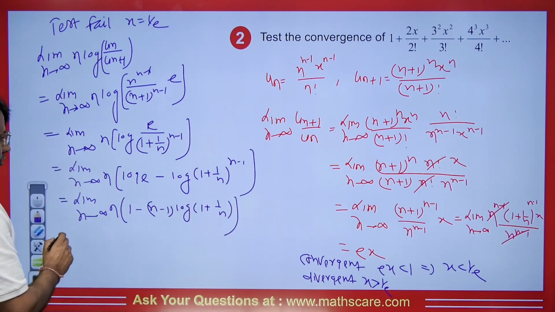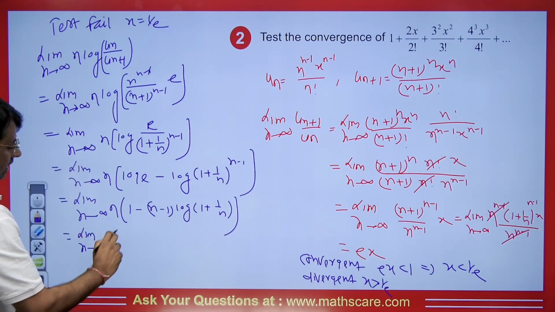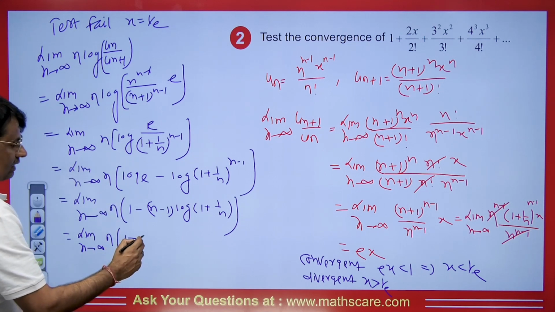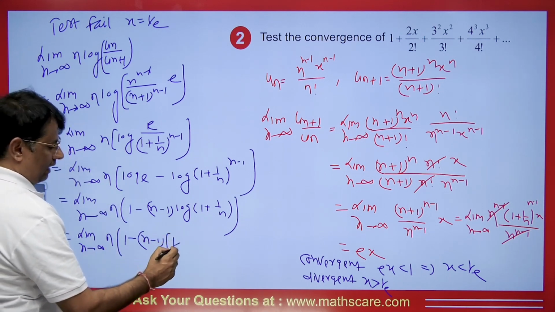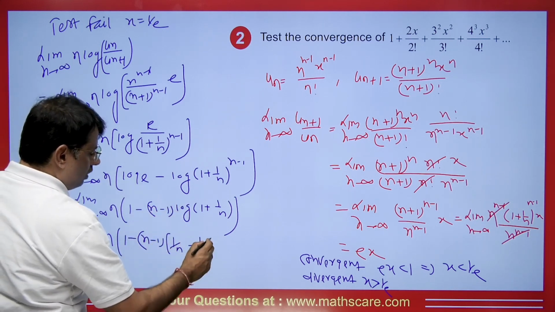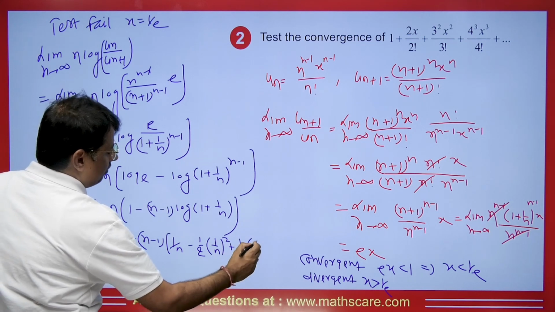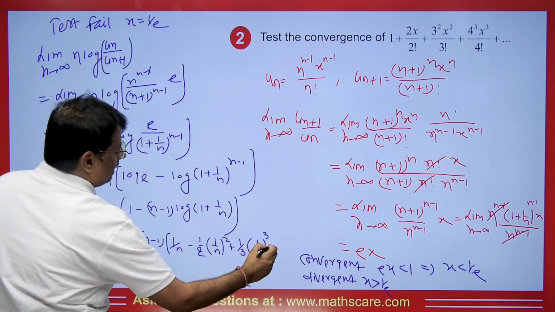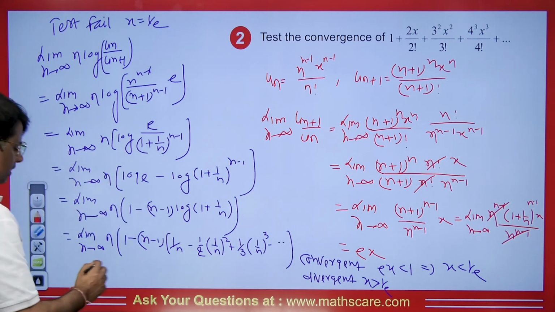So students, when we expand this series, we will get limit n tends to infinity. And then write n, then we will put 1 minus, followed by n minus 1. When we expand the series given here, we will get the value as 1 upon n minus 1 upon 2 into whole square of 1 by n plus 1 divided by 3 multiplied by whole cube of 1 by n. So this is the value we get after expanding it.